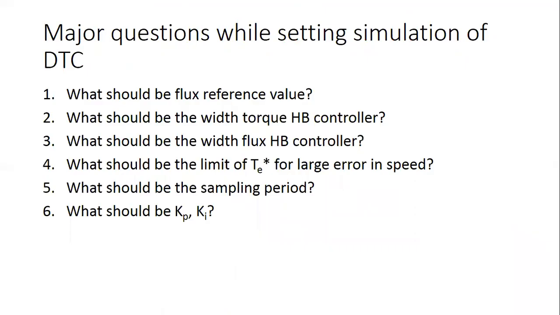So major questions which one faces while setting up the simulation of DTC are: what should be the flux reference value? What should be the width of the torque hysteresis band controller? What should be the width of the flux hysteresis band controller? What should be the limit of P star for large error in speed? What should be the sampling period? What should be the KP and KI? So these are a few major questions. There are many small and trivial questions which we cannot cover over here, but the major parameters which affect the performance of the simulation are listed over here. So let's try to understand each question one by one, and then we'll see it in the actual simulation also.